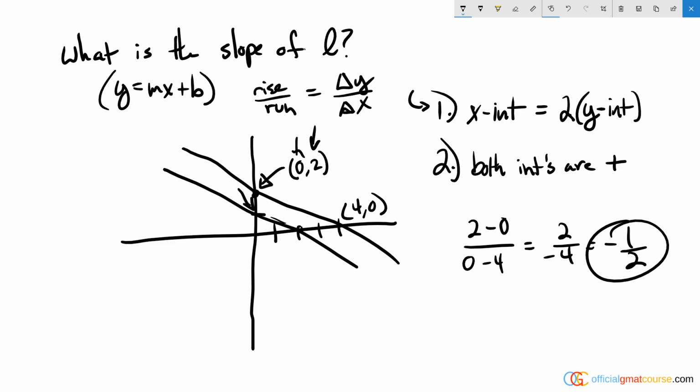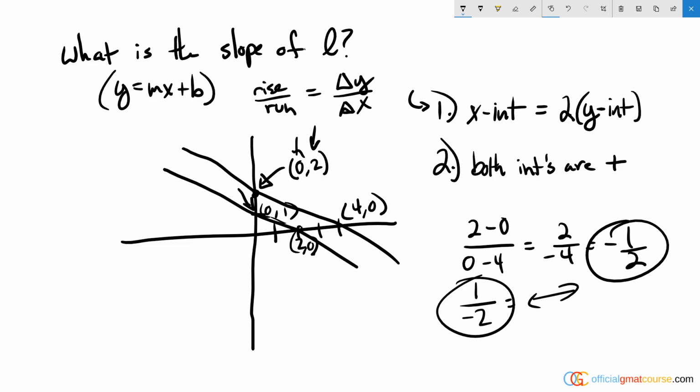If we look at this one, it goes from 0, 1 to 2, 0. And that is again going to give us a change in the y's of 1 minus 0, which is 1, and 0 minus 2, which is negative 2, which gives us negative 1/2. So we've gotten slopes of negative 1/2 while mixing around the points.